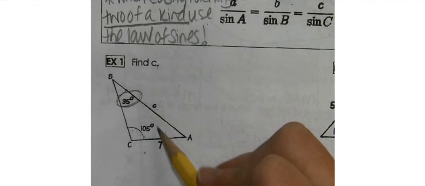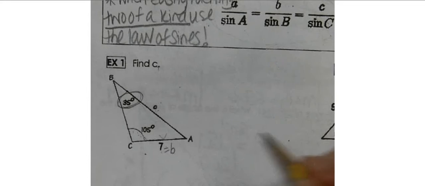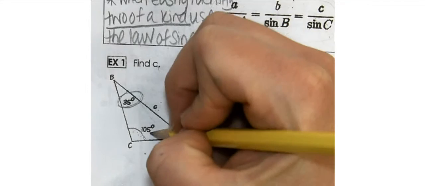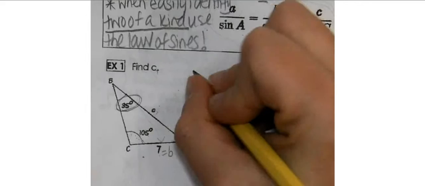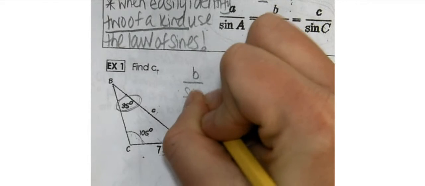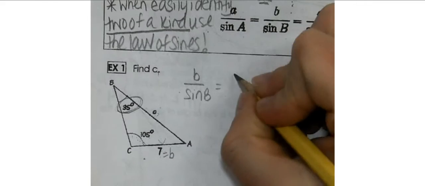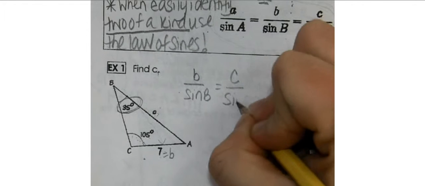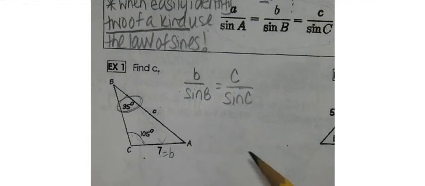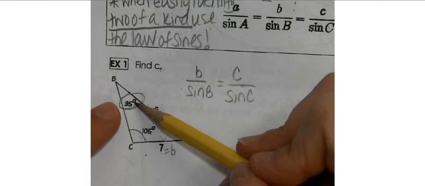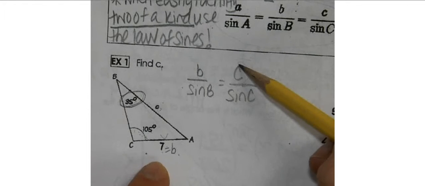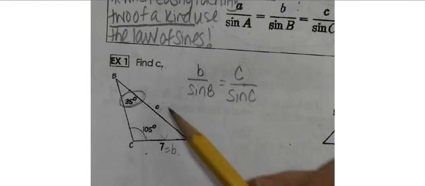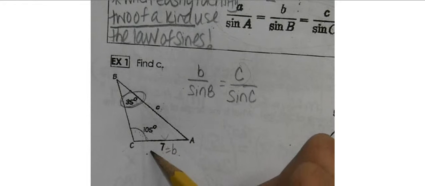The side opposite of it, we're going to call that little b because it is opposite of angle B. So the proportion that we're going to use to identify what C is, we're going to use little b divided by the sine of angle B equals little c divided by the sine of angle C. We know two of a kind. The two of a kind is angle B and little b, and this will help us to identify what little c is.